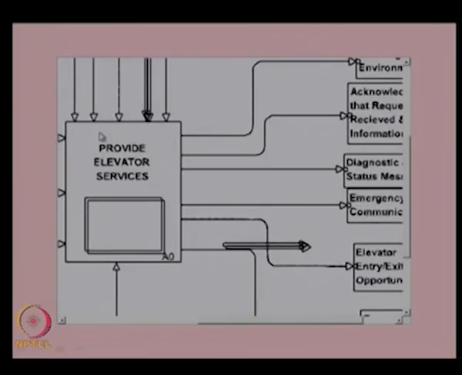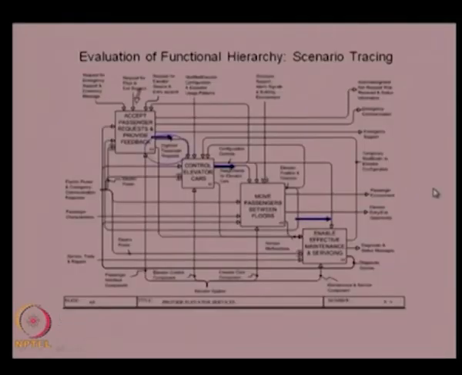But what is happening to this input within the functions or within the sub functions, and how is this input converted to an output like this? So we trace this scenario and try to find out all the functions which actually come in between and how this input is converted to an output. That is known as the scenario tracing, and we use that to find out the absence of any functions or overlap of the functions. Okay, so this is the A0 diagram.